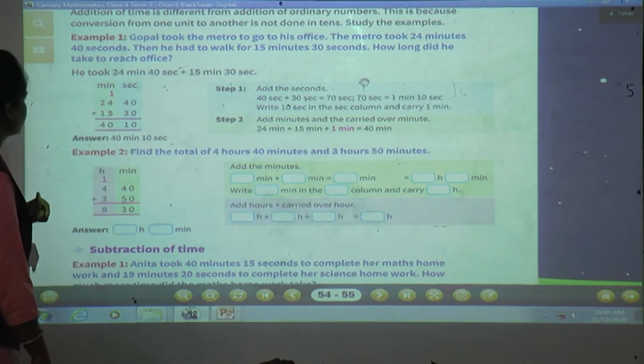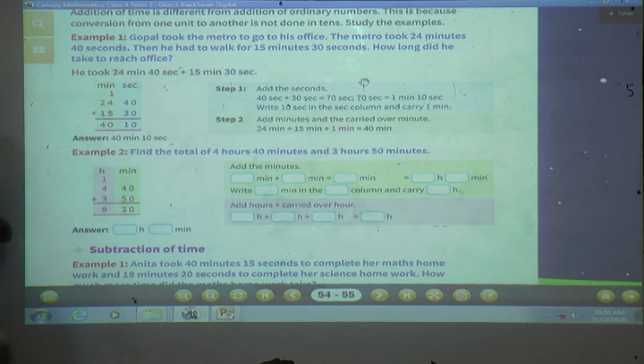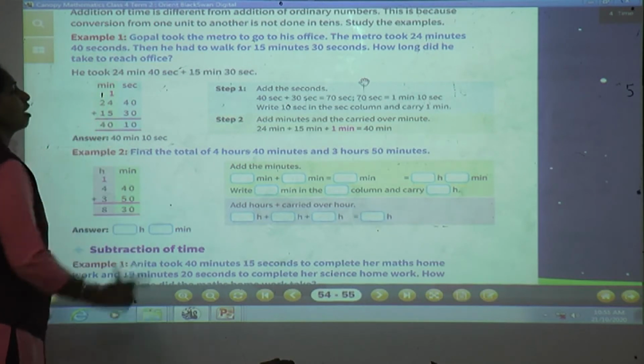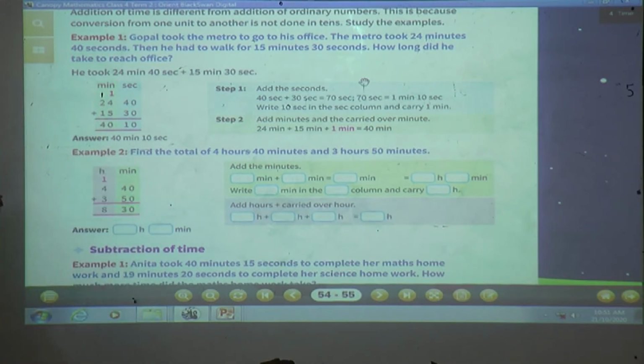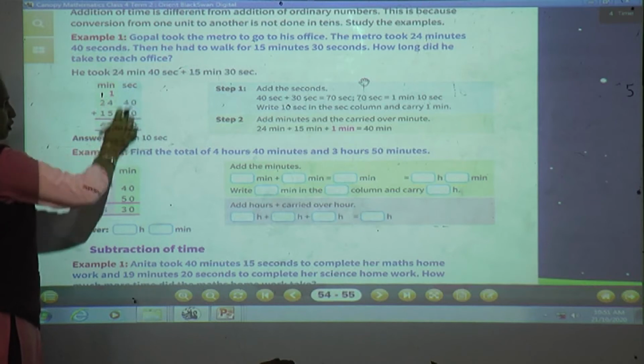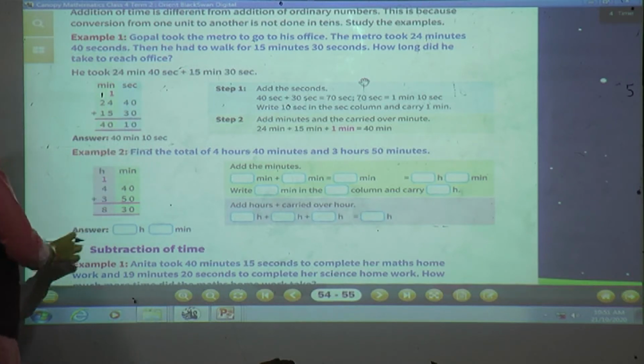And what is the second step? Now we can add minutes. So add minutes and the carried over minute also you have to add. Now 1 plus 4 plus 5 is 10. 0 here, 1 will be carried again. 1 plus 2 plus 1 is 4. So what is the answer? 40 minutes 10 seconds.